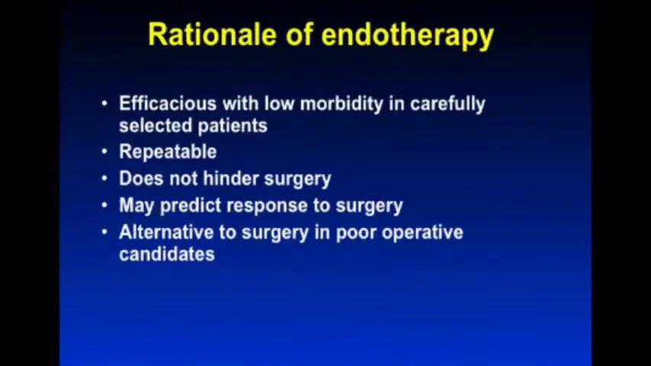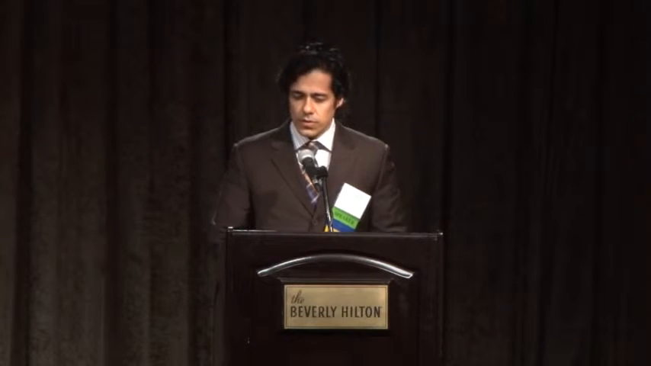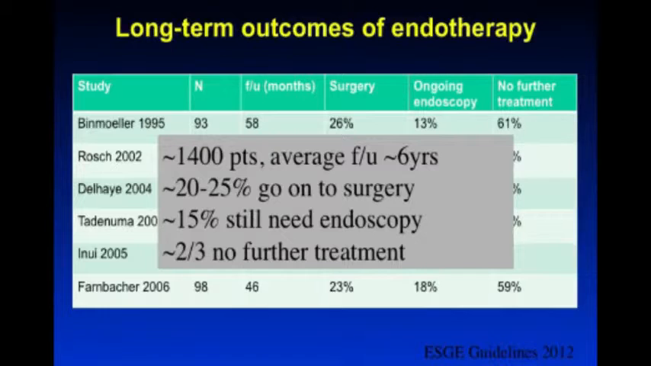The rationale: it works, it's repeatable, it doesn't hinder surgery, it may predict response to surgery, and if someone has significant cardiovascular comorbidities, isn't a good operative candidate, or has significant comorbid portal hypertension, which is often comorbid, it's a good alternative. This is from the European guidelines, summarizing some long-term follow-up, and I've put these numbers together. Roughly 2,000 patients, roughly 6 years, about a quarter maybe go on to surgery, and 15% over the follow-up still need some kind of endoscopic therapy. But significantly, in these long-term series of carefully selected patients, 2/3 of them are doing well without further treatment, and we should keep that in mind.